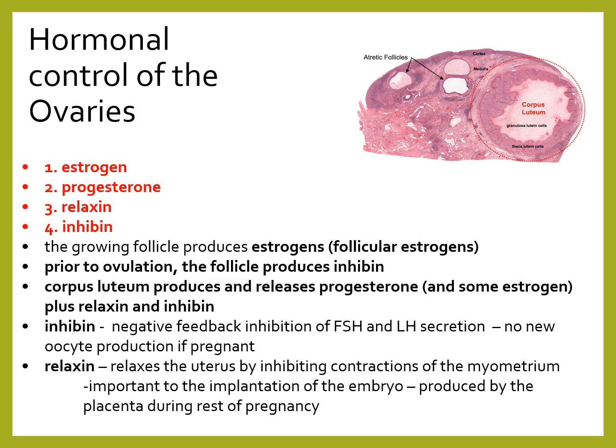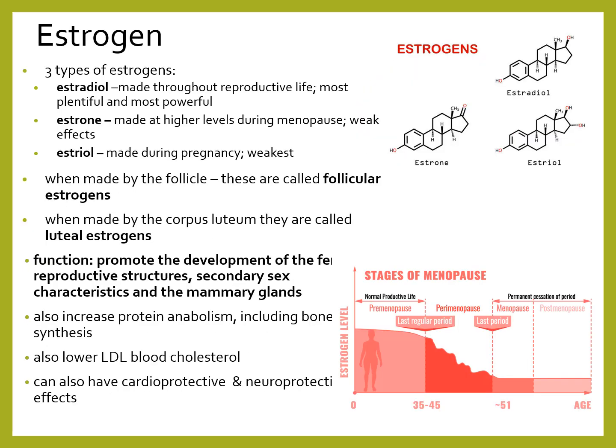by the placenta. The three types of estrogens are estradiol, otherwise known as beta estradiol, estrone, and estriol. Estriol is made at very high levels throughout the reproductive life of the female, so it is the most plentiful estrogen made, and it is the most powerful estrogen made. Estradiol levels will drop off as the female approaches menopause, and it will be quite low through menopause. And at that point, the most prevalent estrogen being made during menopause is estrone.